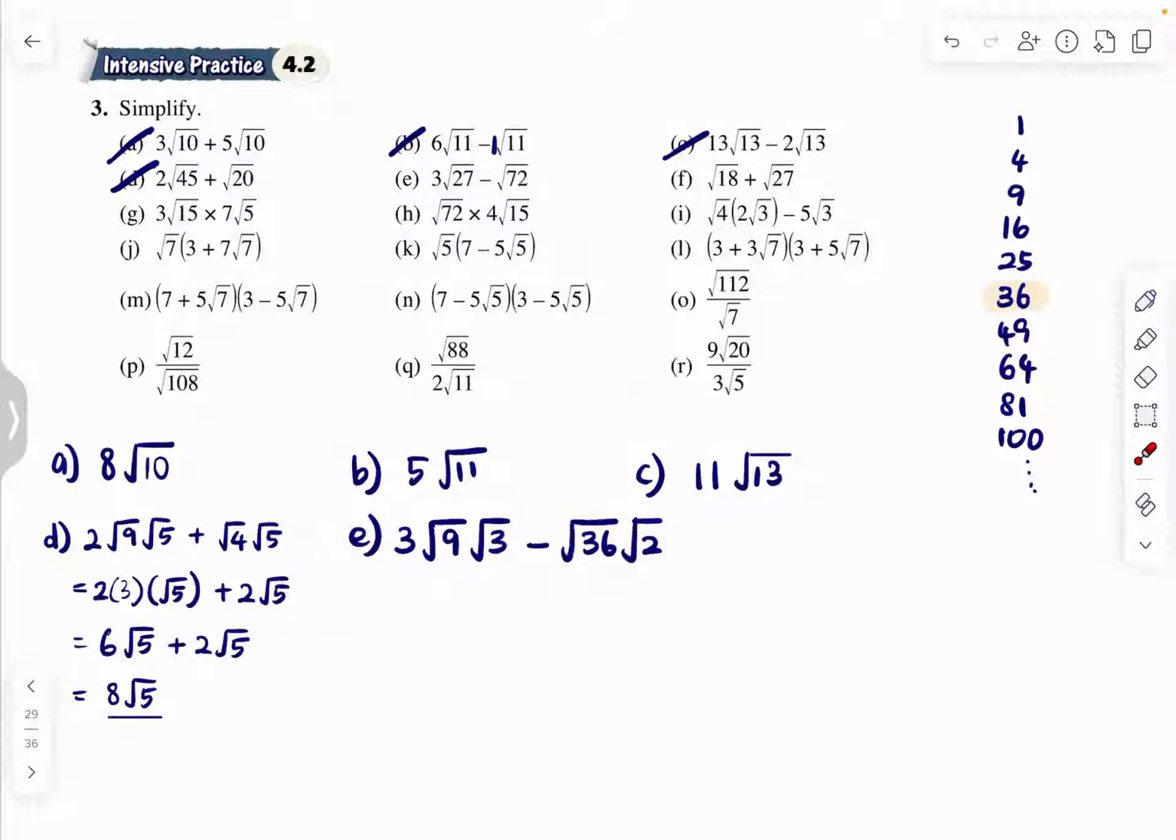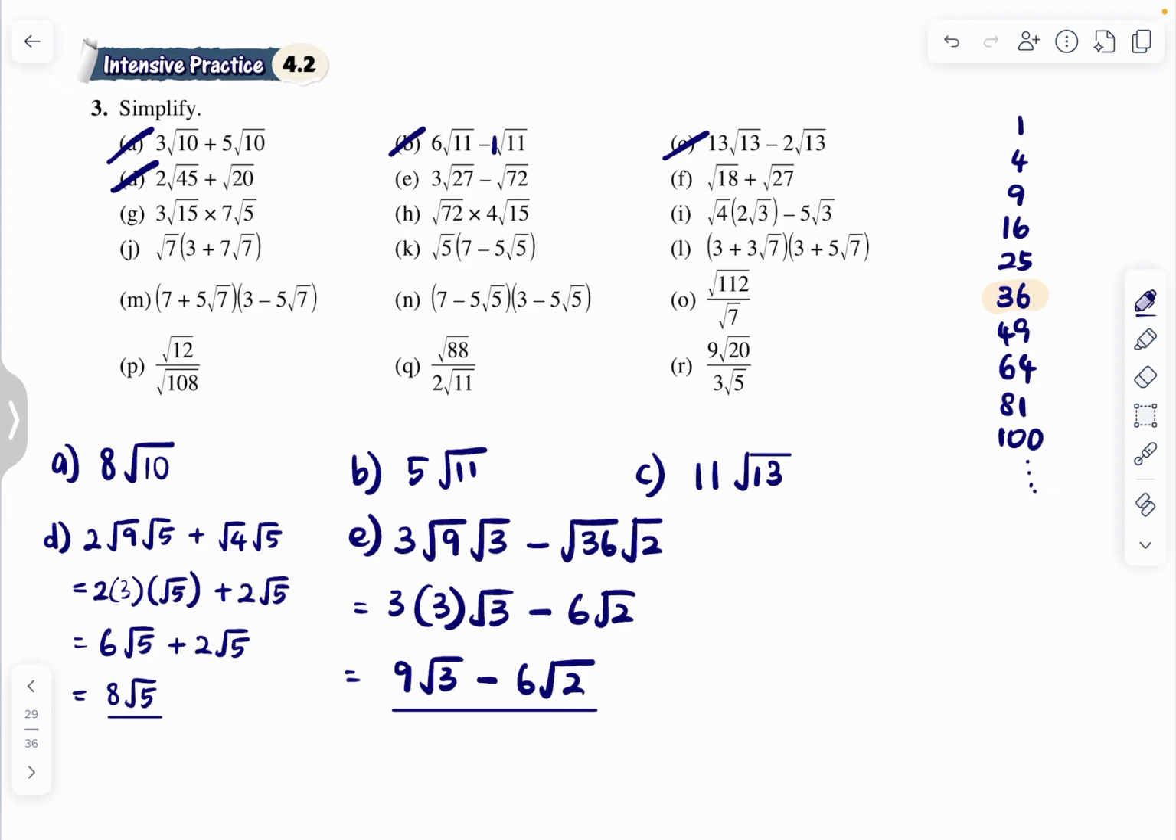Right. So why we have to choose these numbers is because since these are perfect squares, we can square root them. So 3, 3 surd 3. 36 will be 6. So 6 surd 2. 3 times 3 is 9. So 9 surd 3 minus 6 surd 2. This will be our answer. Done.